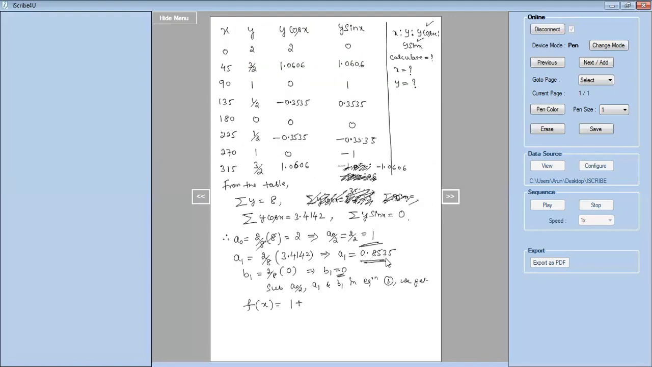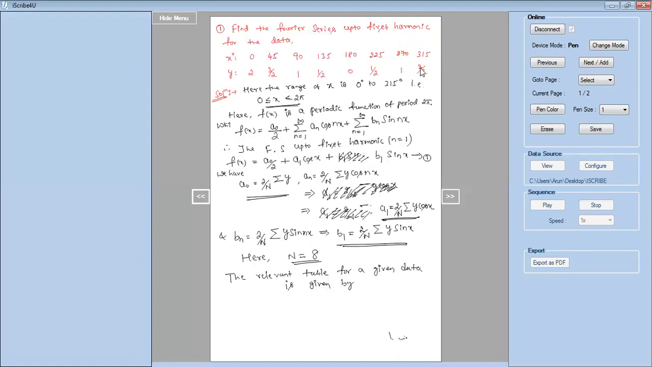So a1 is 0.8535, so it is 0.8535 into cos x. And the next term was 0, just leave it. So this is our f of x, and this is the required Fourier series expansion. This is how we can find the Fourier series expansion of the data given to you using the harmonic analysis procedure. This is a common procedure for all problems. The only thing is I may change the period of the problem and the number of harmonics.